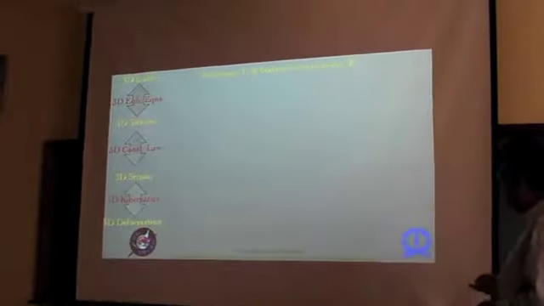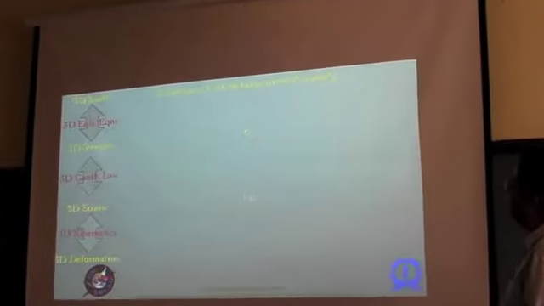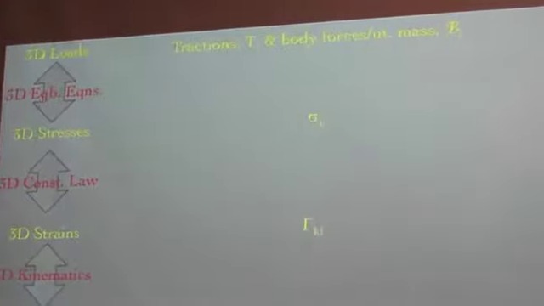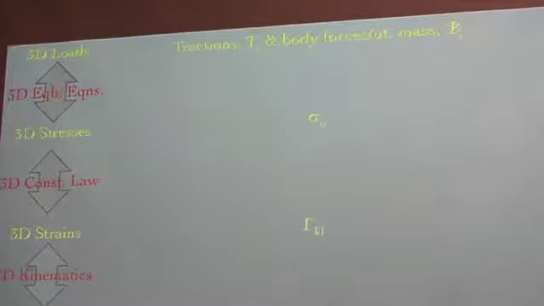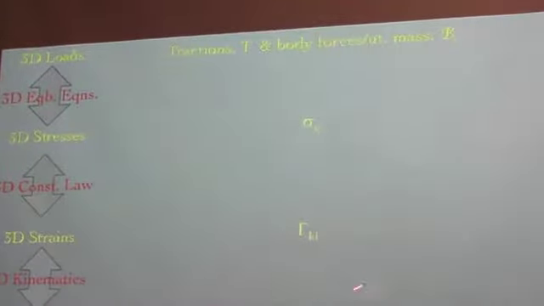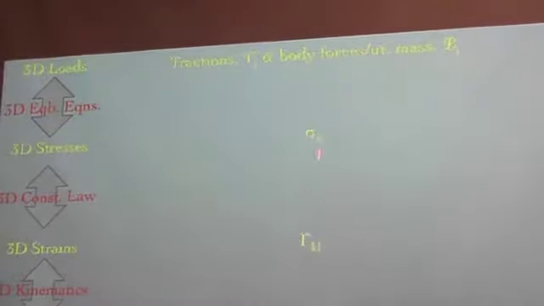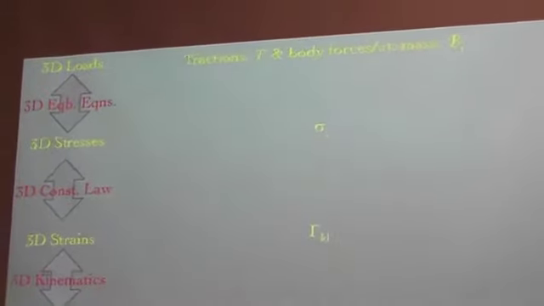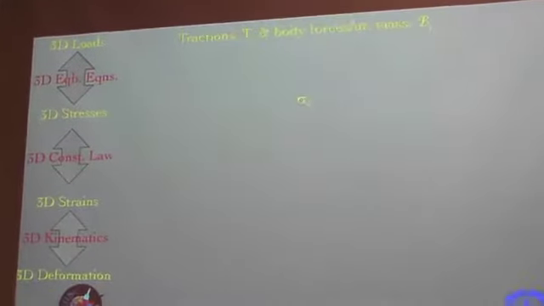over there. Next, the 3D stresses, which are basically your sigma ij, and then the 3D strains we will represent as capital gamma subscript KL, and this is the notation we will use throughout the course. Even when we go to beams, we will refer to 3D stresses as sigma and 3D strains as capital gamma, and we'll use different notations to distinguish.